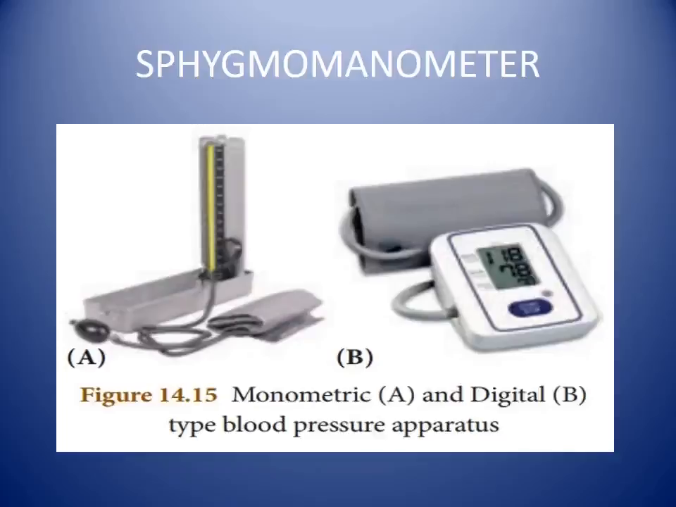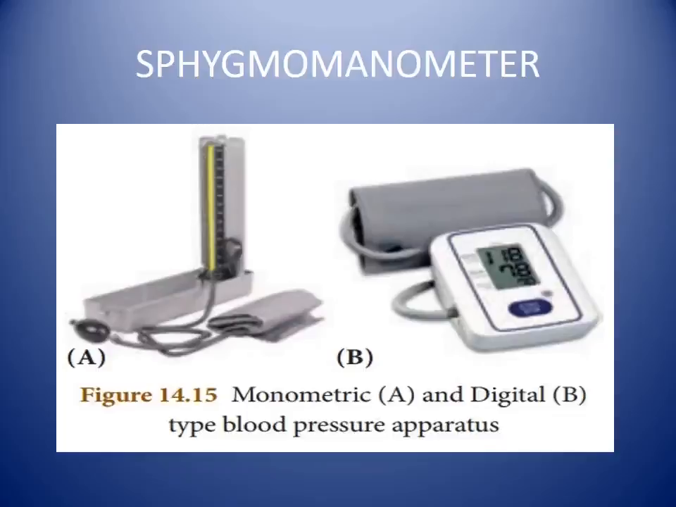Sphygmomanometer, that has two types. One is manometric, another one is digital. Manometric means a scale is given. Digital means a digital number is given. It is a blood pressure apparatus. Now we will see about the sphygmomanometer.